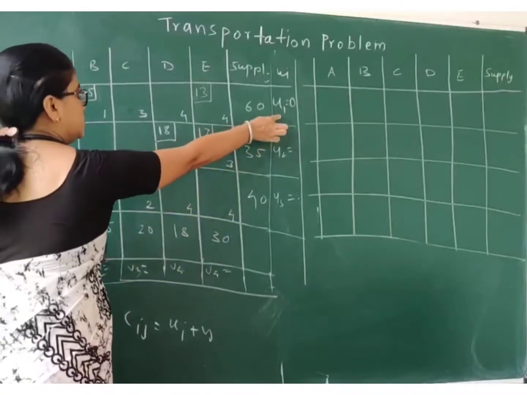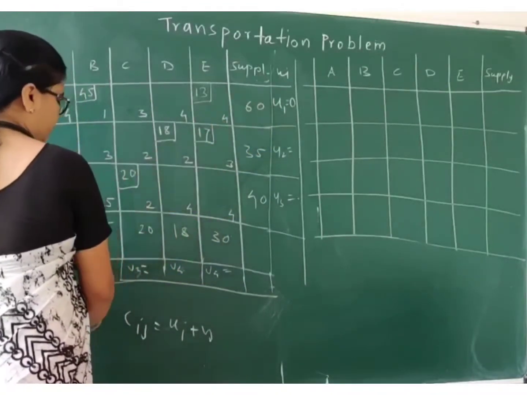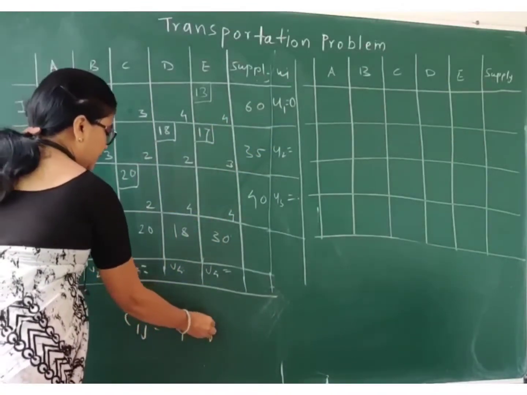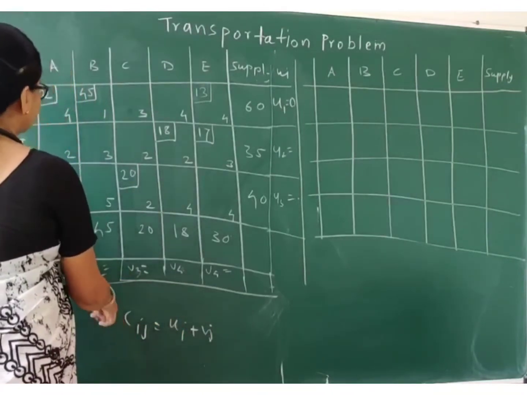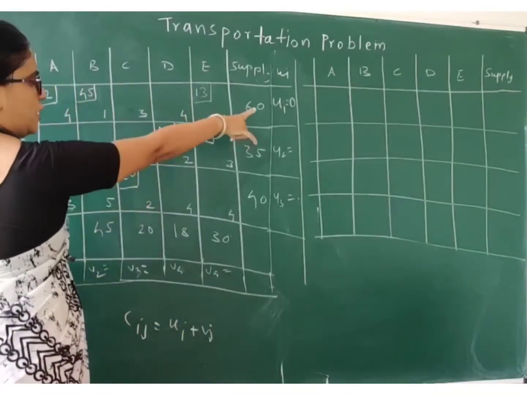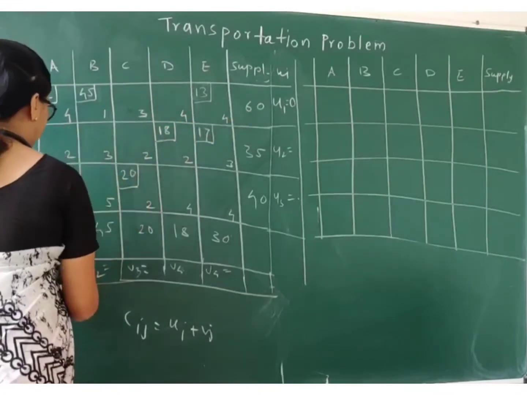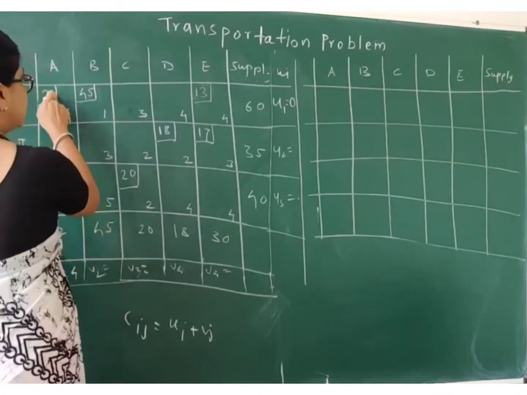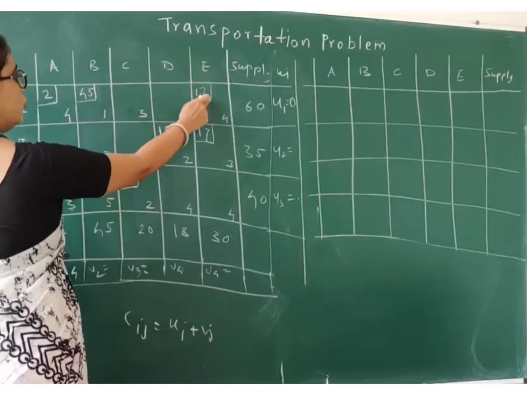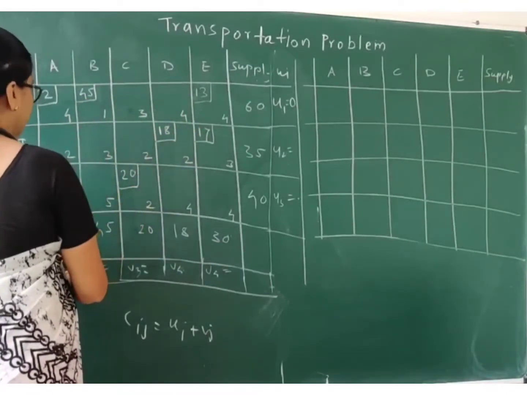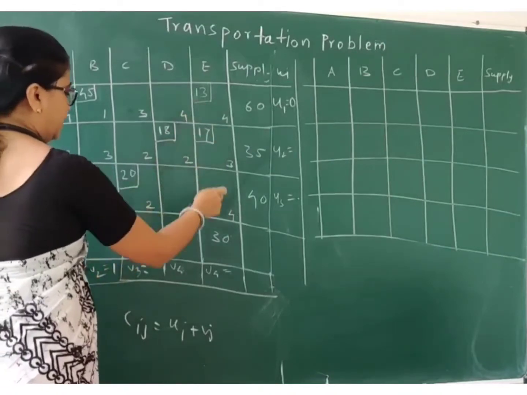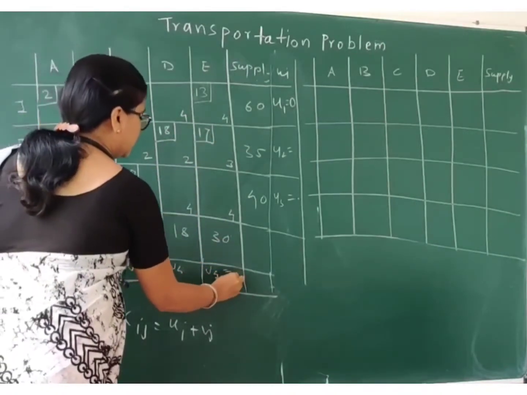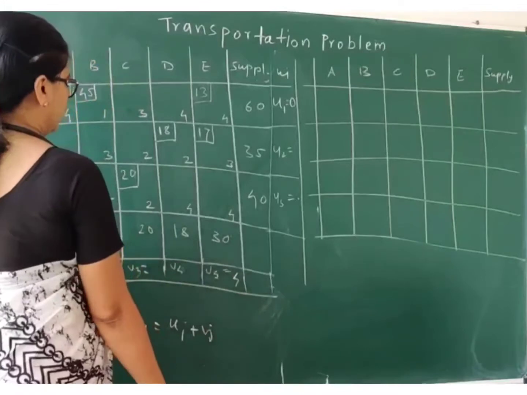Since this is Ui, we need to calculate Vj. The formula is Vj is equal to Cij minus Ui. So Cij means 4 and Ui means 0. We can directly get the value for occupied cells only. This is my occupied cell. So directly we can get 4. So over here V2 is 1 and V5 is 4. Fine.